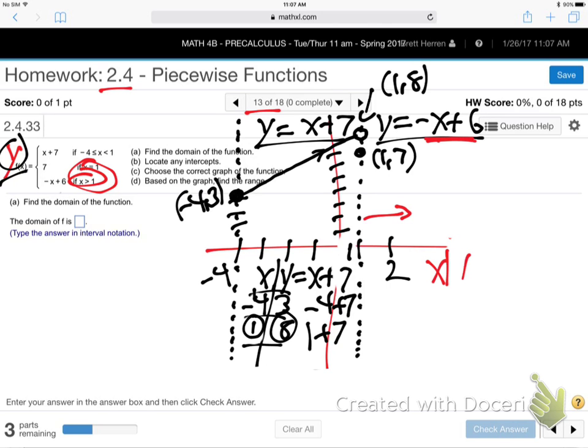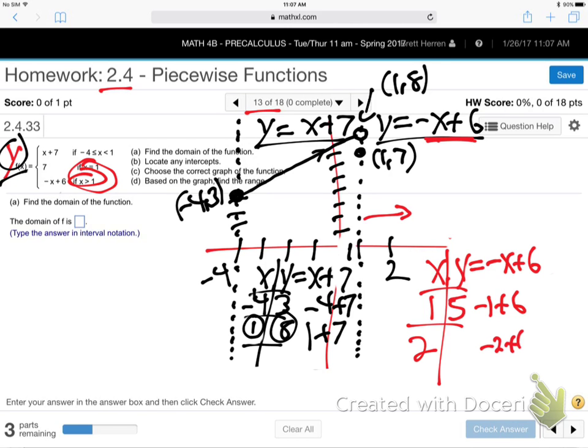All right, x, y, what am I doing? 1 and 2, and this is negative x plus 6. They're squeezing half my screen. Plug in 1: negative 1 plus 6, what is that? 5. And negative 2 plus 6, what is that? 4. Good. So over 1 up 5, where's that? 1, 2, 3, 4, 5. Here. Is that solid or open?